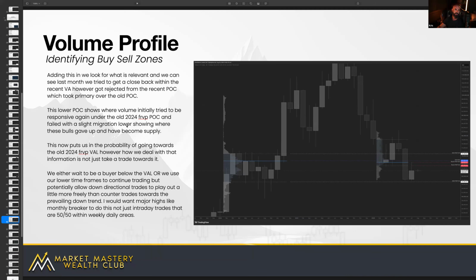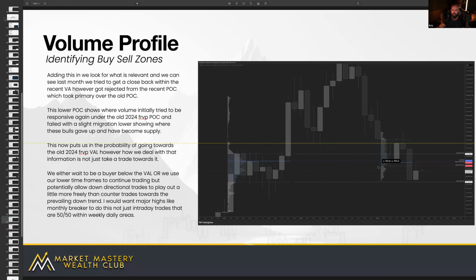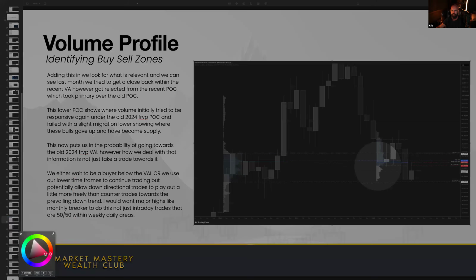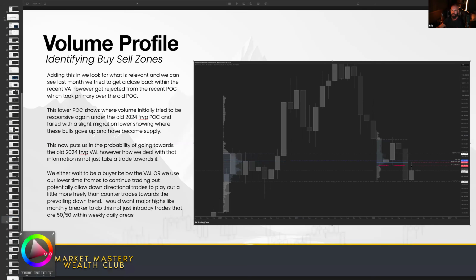So adding this in, we look for what is relevant, and we can see last month we tried to get a close back within the recent VA, however, got rejected from the recent point of control, which took primary over the old point of control. Okay, so what this spewed out with, and again, I don't have extend right turned on, is we have this value area low that we were able to get through, and we tapped the latest point of control, all the volume at the low, and that's what we're working.